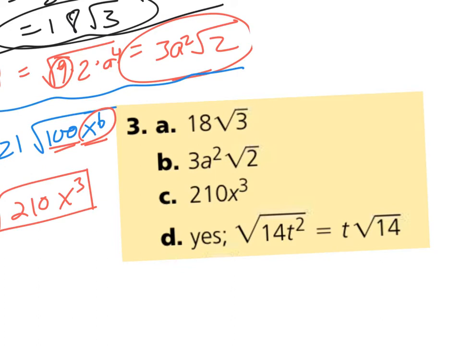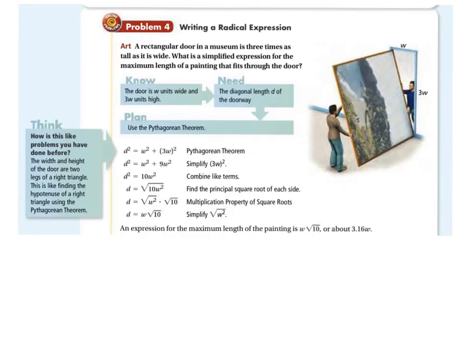So multiple ways to get there. Same answer, though, because of the same rules for how it should look in the end. Okay, so writing a radical expression. So guess what? Yes, we can make this into a story problem.